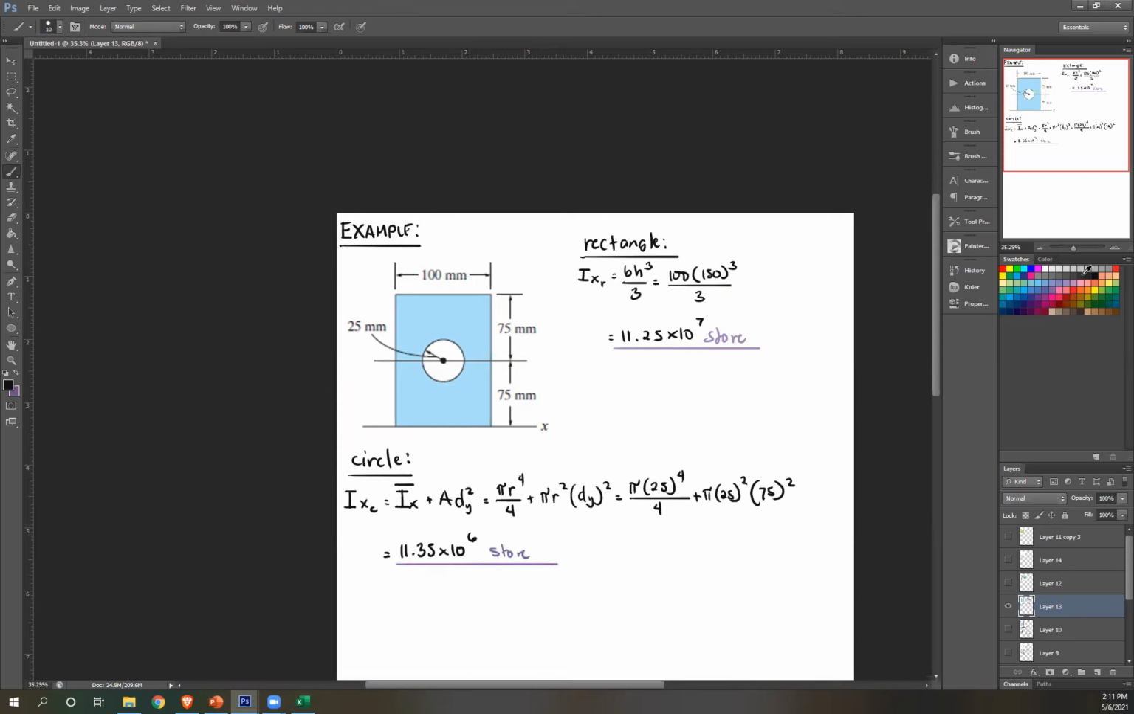And then to solve for the final answer Ix, just take your shaded region subtracted by your empty space. So IxR minus IxC. You stored both values, so this should be easy. What's the final answer?